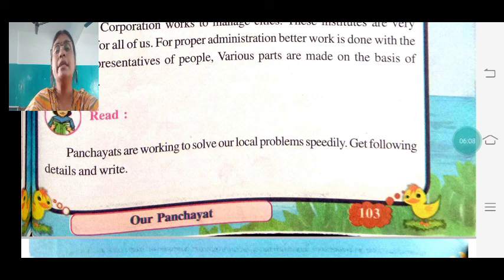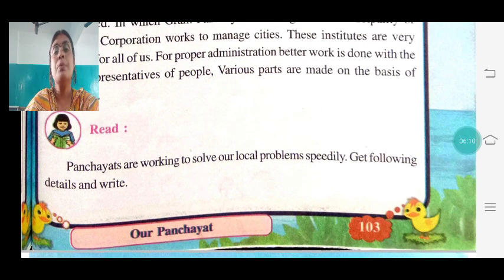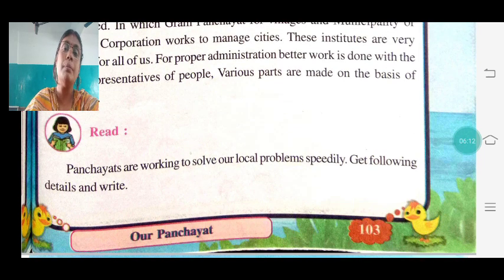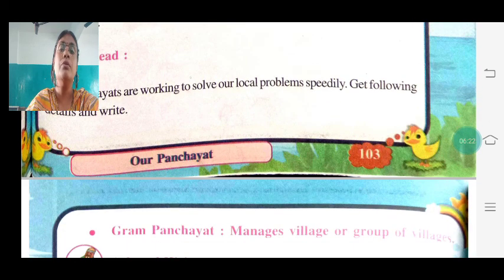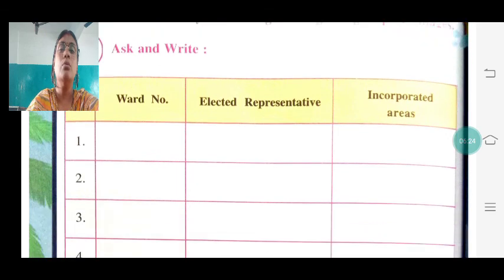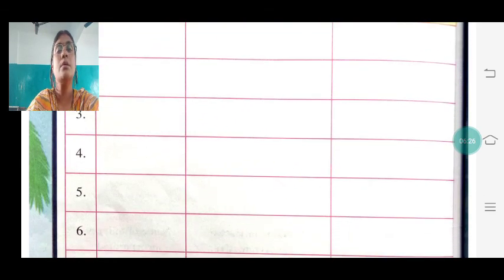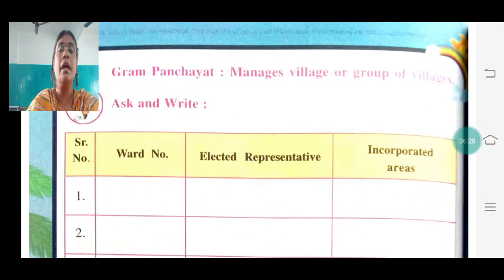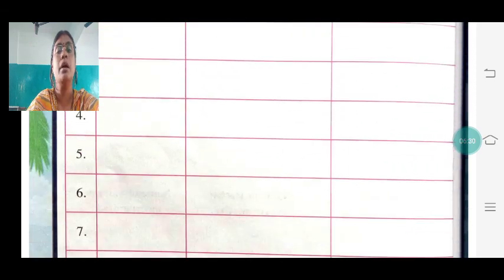So get the following details and write. Clear? So panchayats are there to solve the local problem. Because the central government will not come and see what is happening in our local area. So the panchayats are there to work to solve our local problems. Now a few things are there, like these are all homework. It is according to the local areas. You have to write down like what the ward number is, and who is the elected person there.